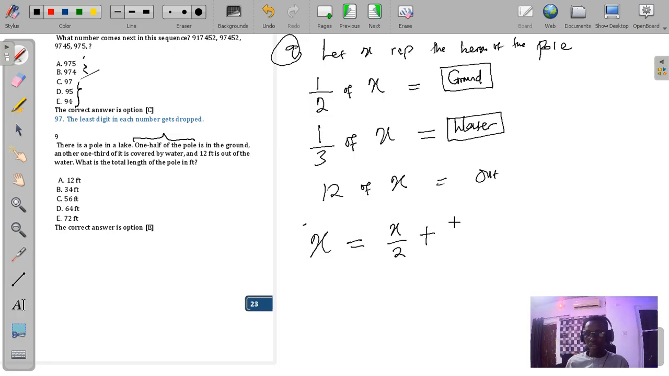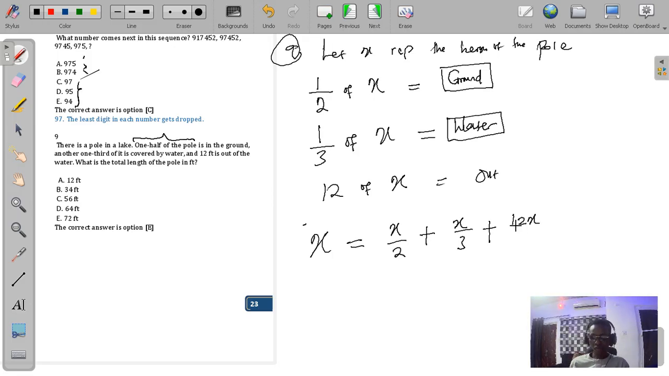It's 1 over 3 of x, which is x over 3, plus 12 feet is out of the water. That's 12x2, but I'm not sure. I'm having issues with this. But let's give it a try.